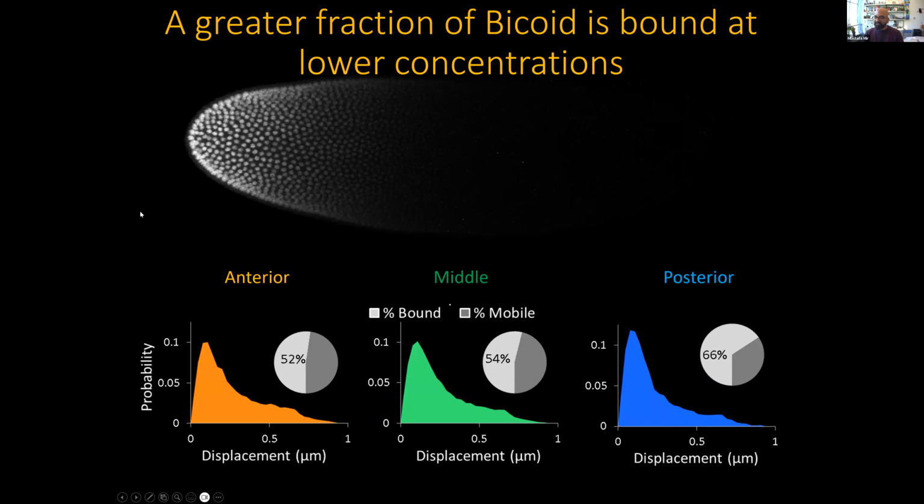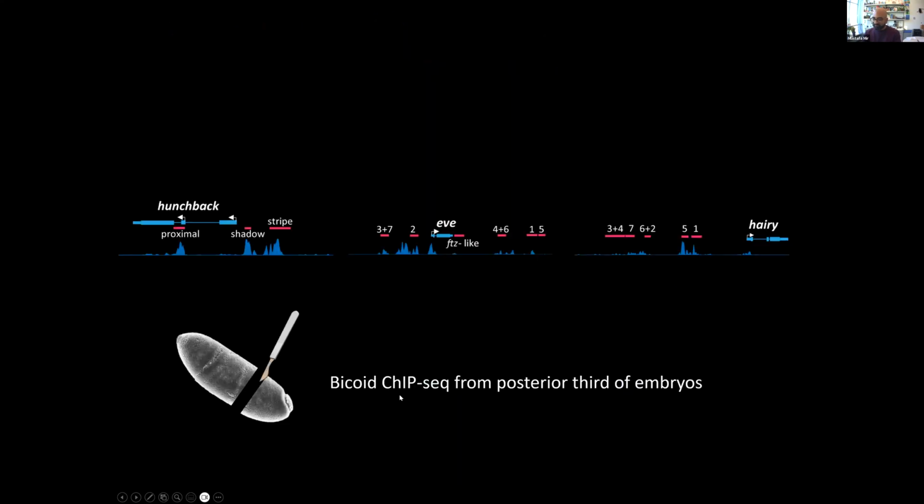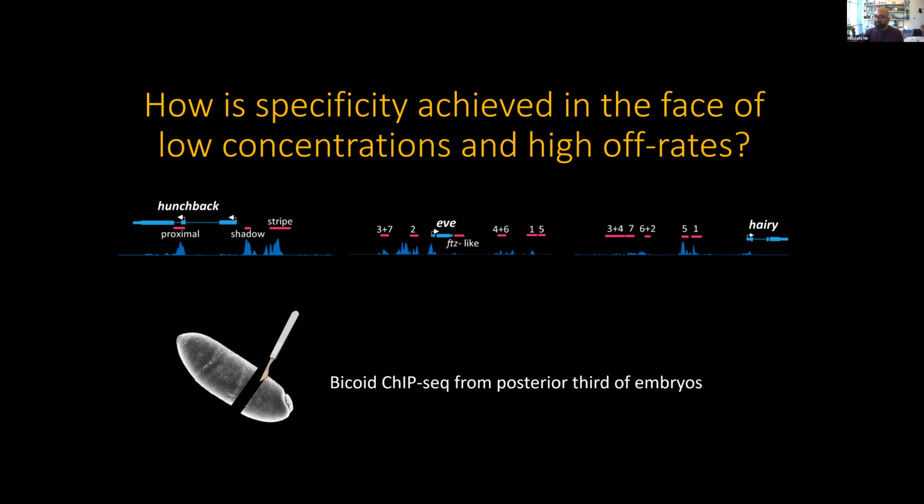So we performed an experiment called ChIP-seq, chromatin immunoprecipitation and sequencing, where you basically pull down the pieces of the DNA where your protein of interest is bound, you sequence them, and you map it back to your genome to figure out where proteins are bound. And we found that in the posterior of the embryo, at these low concentrations, this binding is to known target sites. And from a biophysical perspective, this is a huge challenge, because you have low concentrations and very high off rates. How do you solve this problem?